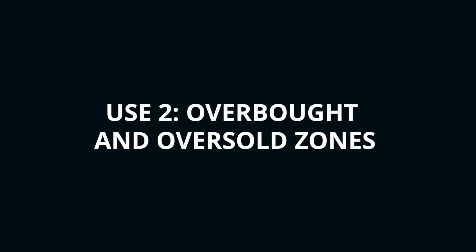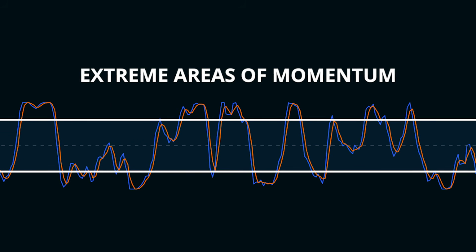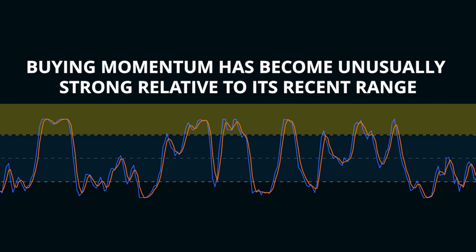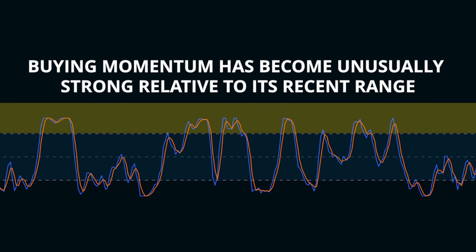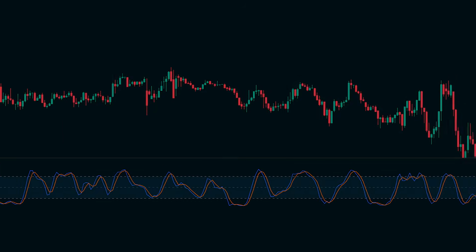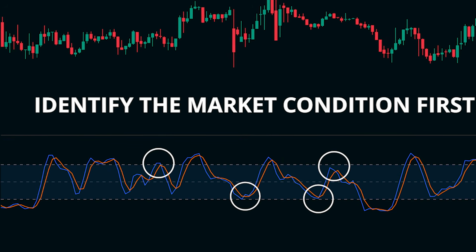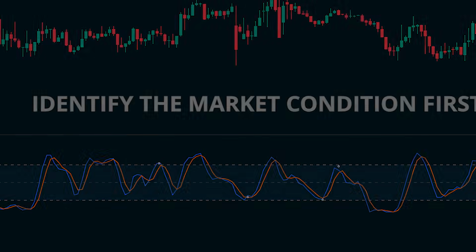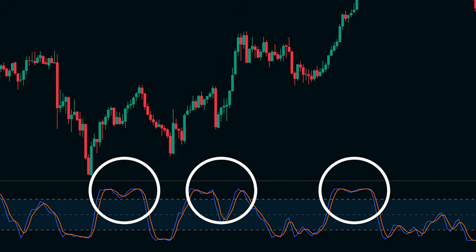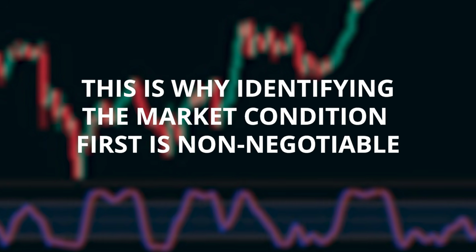The second use is overbought and oversold zones. The 80 and 20 levels mark statistically extreme areas of momentum. When Stochastic RSI moves above 80, buying momentum has become unusually strong relative to its recent range. When it moves below 20, selling momentum has become unusually strong. In a ranging sideways market, these zones produce reliable signals. Price tends to reverse when momentum reaches these extremes. In a trending market, they do not. A strong trend can push Stochastic RSI into an extreme zone, and keep it there. This is why identifying the market condition first is non-negotiable.